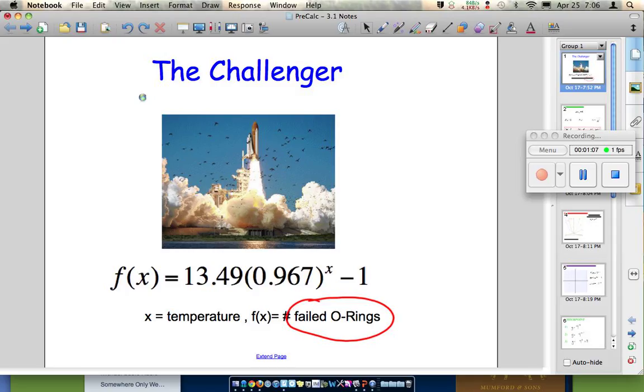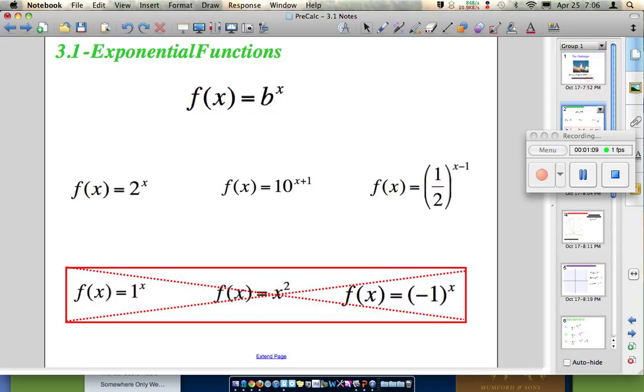So a couple of reminders about what an exponential function is. Exponential functions are of the form b to the x, where b is some number. And you see three examples here of an exponential function, and you see three non-examples.